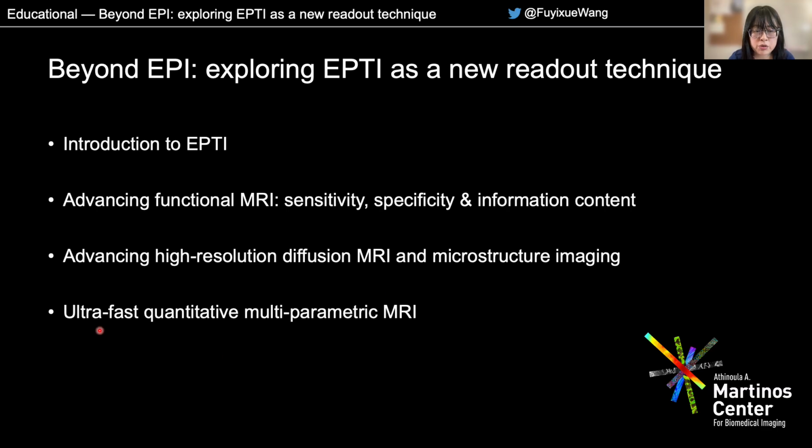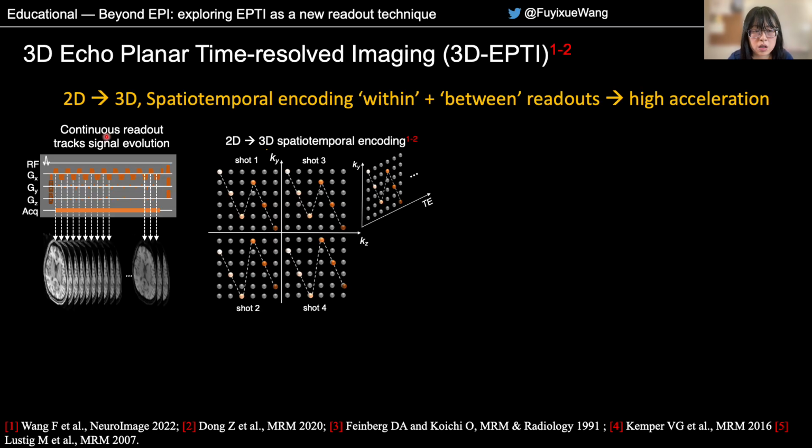Finally, I'll quickly go over some quantitative imaging applications. So resolving multi-contrast images across a continuous EPTI readout can closely track the signal evolution and is highly suitable for quantitative imaging. To further increase the acquisition efficiency, the spatial temporal encoding can be extended from 2D to 3D to better take advantage of the coil sensitivity along both directions together with the temporal correlation within the readout.